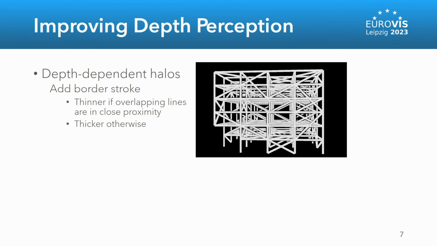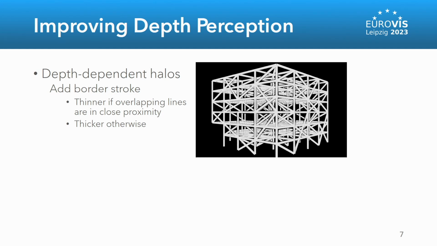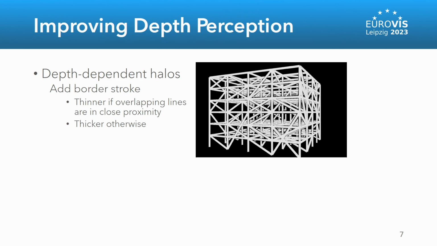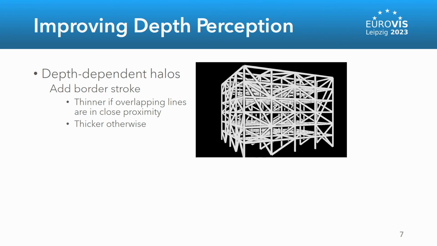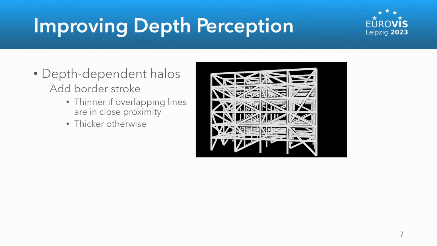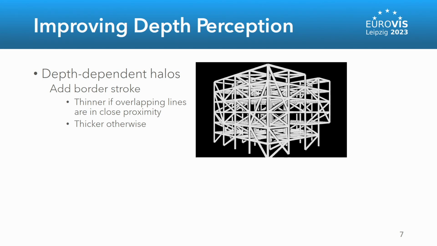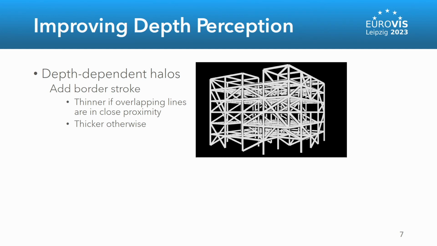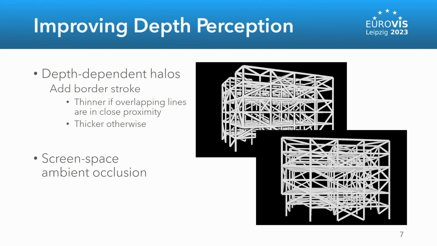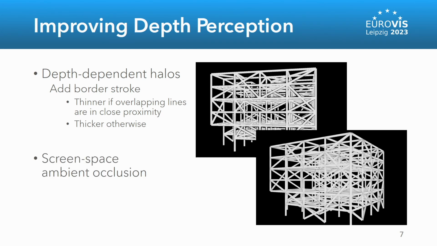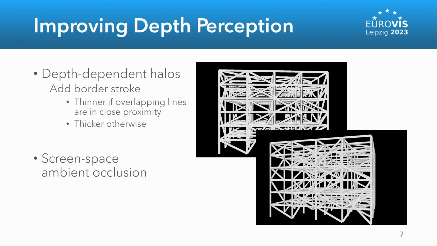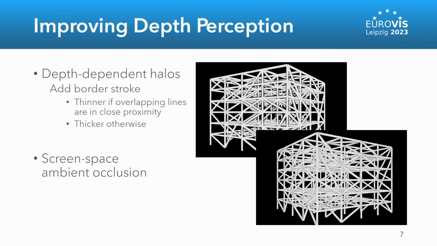We feature two more effects that are not distance based. Depth dependent halos add a border stroke in the color of the background around each element. This border is rendered thinner if lines that overlap in screen space are in close proximity in Euclidean space, otherwise they become thicker. Finally, screen space ambient occlusion is a well-known effect in computer graphics that provides a very rough approximation of light occlusion due to surrounding geometry.